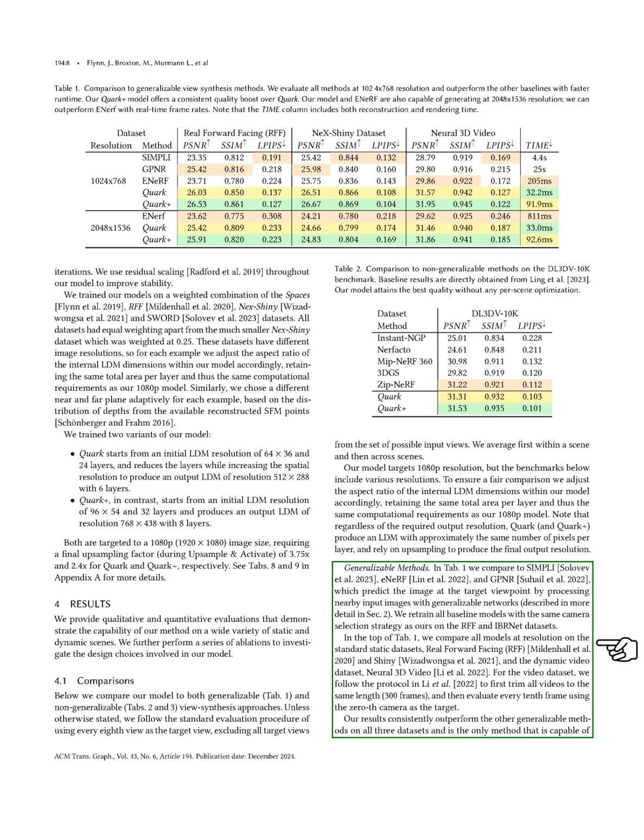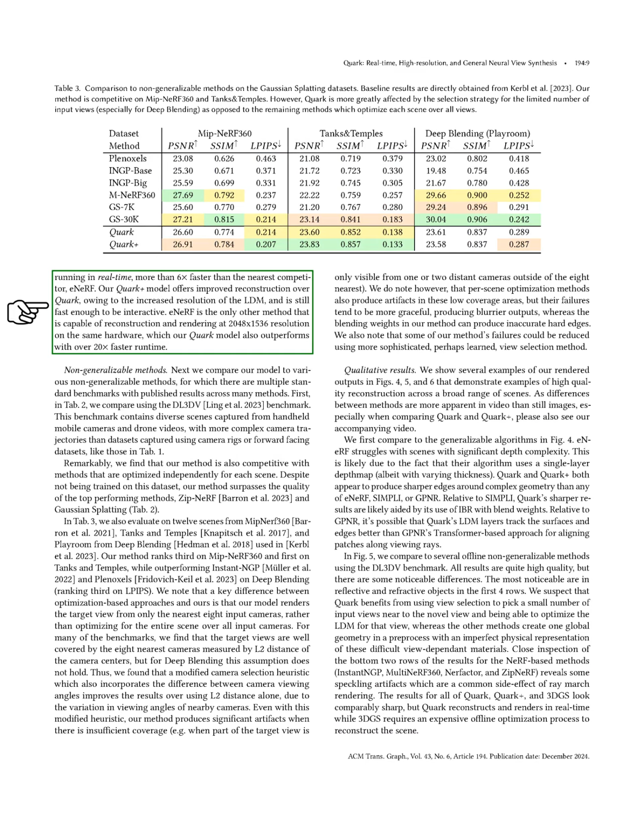In our comparisons with generalizable methods like SimpleNeRF, NRF, and GPNR, we retrain all baseline models using the same camera selection strategy. Our results consistently outperform these methods across all datasets, and we are the only method capable of real-time performance, being significantly faster than NRF. Our Quark Plus model shows improved reconstruction quality over Quark due to its higher resolution, while still maintaining interactive speeds.